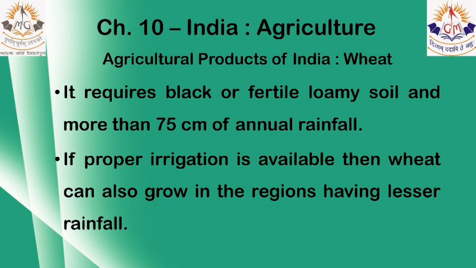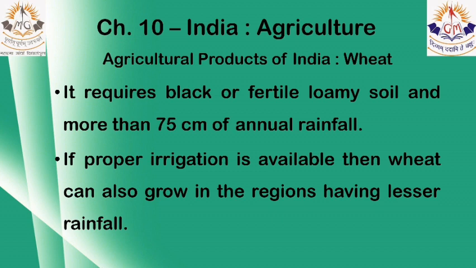It requires black or fertile loamy soil and more than 75 centimeters of annual rainfall. If it is not 100, that is fine. That means wheat can grow in areas where there is less rainfall, but 75 is the minimum. It requires black soil, which is very good for growing cotton also. Then it needs fertile loamy soil which can soak water and has lots of space between particles, so that it gives enough space for the roots of the wheat plant to grow. And once water is given, it can retain water, store water for a longer time.